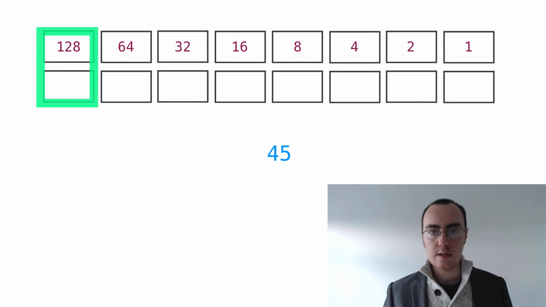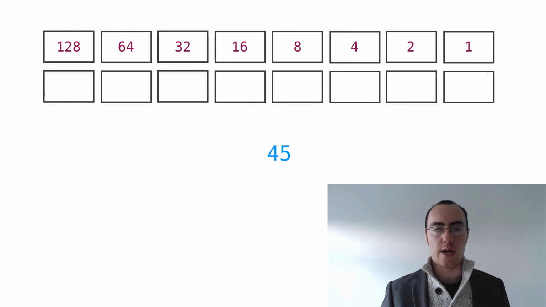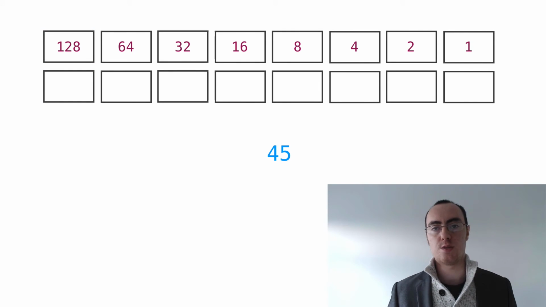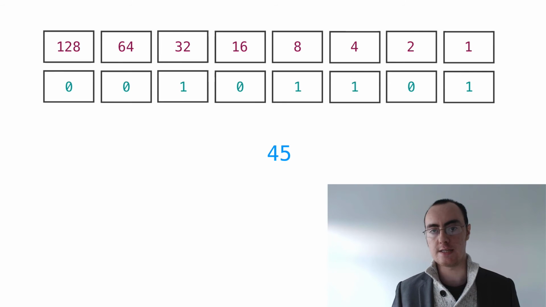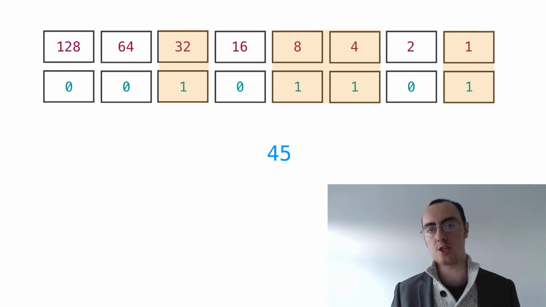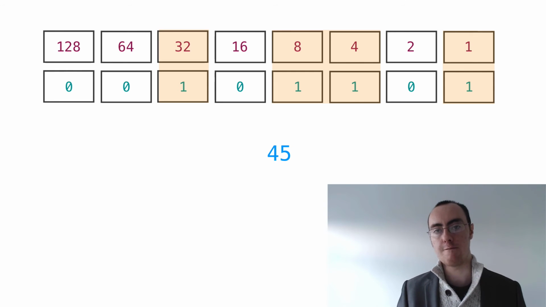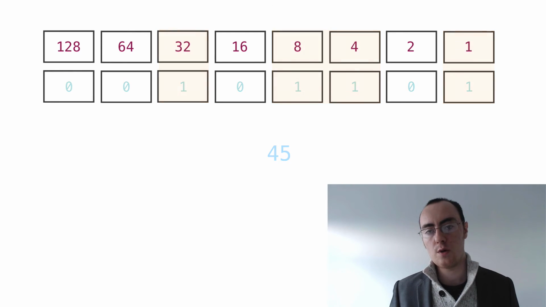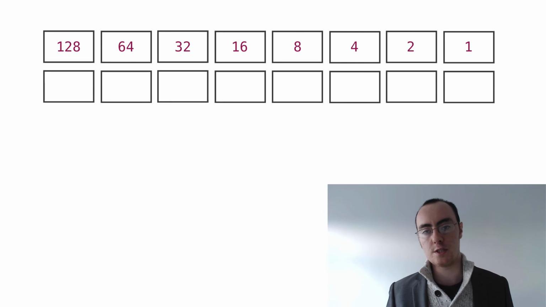So hopefully you get the correct answer of the base 2 number that represents the decimal number 45, and that is 00101101. And that is 32, 8, 4, and 1. Those bits are switched on. You add them together, you will get the number 45. It's easy.